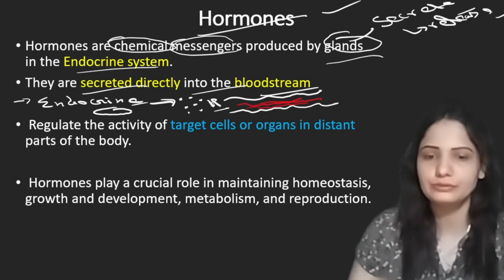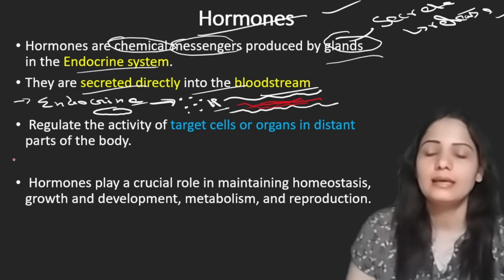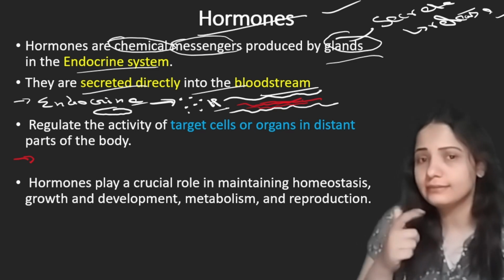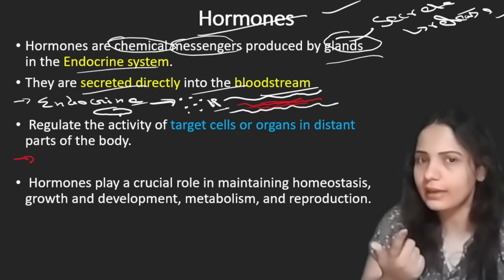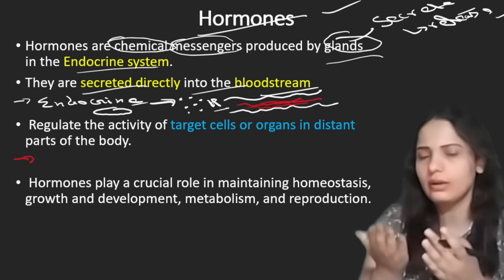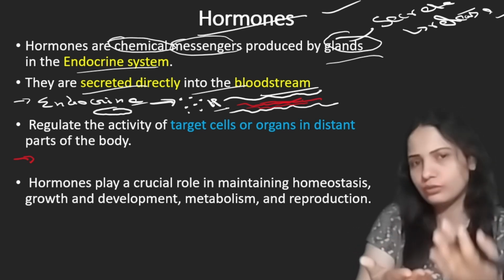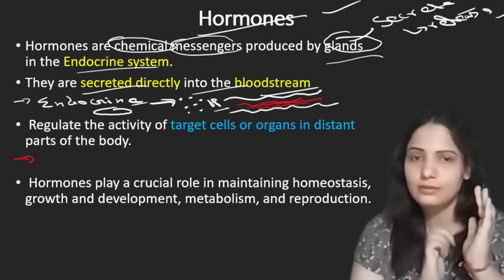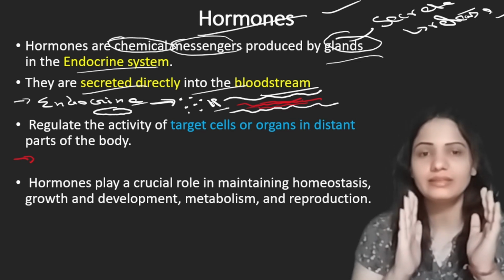What I'm trying to say is that endocrine glands are present at one place and they secrete hormone, and that hormone will act on any other organ, on any other body part. So let's say this is the endocrine gland, and this is the body part where we need the hormone.